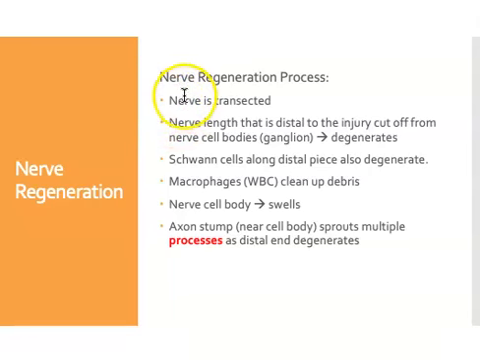Imagine that there's an injury to your arm, and a nerve inside your arm is transected. It is cut in half. The nerve that is distal to the injury, so whatever piece of axons is on the distal side, cannot regenerate because it's not attached to the nerve cell body. So that is just going to degenerate.